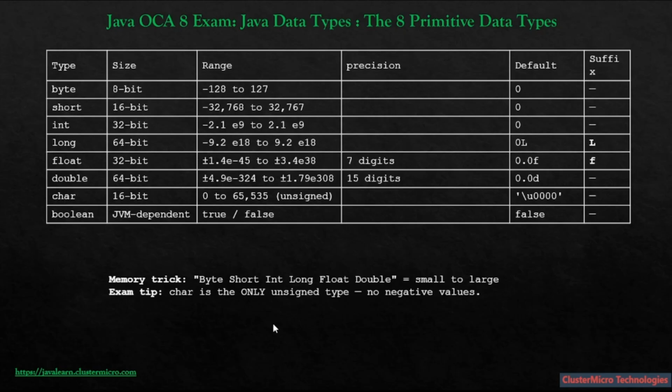You have two things. Float is 32 bits with about 7 digits of precision. We're going to discuss that in detail in the next slides: what is precision and how does it matter. And double is 64 bits with about 15 digits of precision.